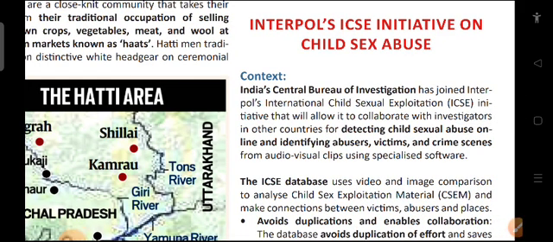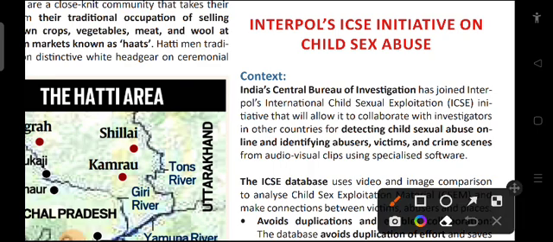So what is this ICSE initiative? This is an initiative by Interpol. India's CBI has joined this ICSE. ICSE is Interpol's International Child Sexual Exploitation database. So we can collaborate with Interpol for detecting child sexual abuse online, and we can also identify the abusers, victims, etc.